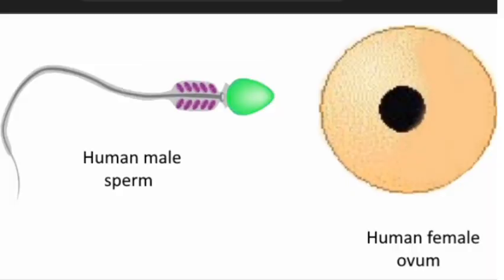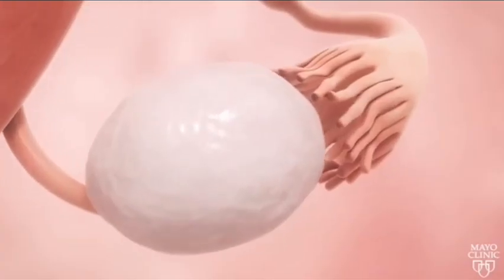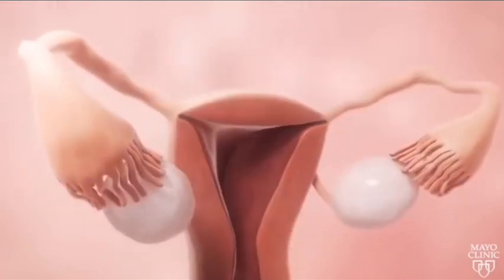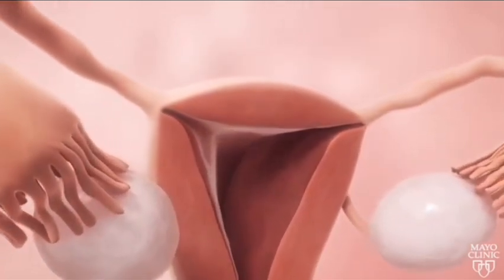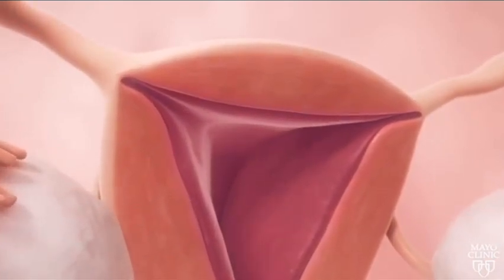In human beings, the pollen grains are equivalent to sperms, the male reproductive cells, and the ovules are equivalent to the ovum, the female reproductive cell. So, the next step in sexual reproduction is the formation of a zygote through fertilization, that is, the fusion of sperm and ovum. In humans, the fertilization process takes place inside the body of the female.